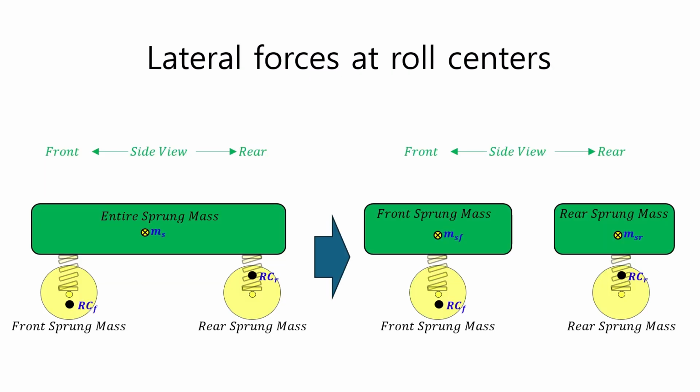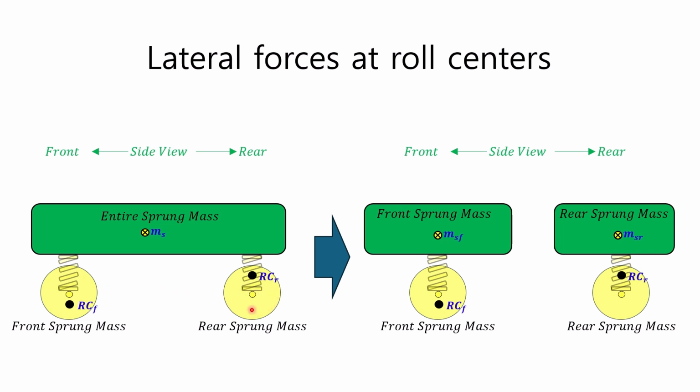In order to calculate the lateral force acting on the roll center, you need to know the sprung mass MSF acting on the front and the sprung mass MSR acting on the rear. You should clearly know that the center of gravity of the entire vehicle and the center of gravity of the sprung mass are different. In the figure on the left, the entire sprung mass is supported by the front and rear as a single rigid body.